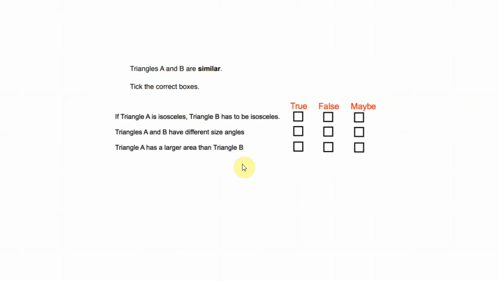Having a quick look at these three little questions, maybe you just want to have another go yourself. Very quickly, they shouldn't take you too long, and just have a think about these. So it's true, false, or sometimes true, sometimes false. Okay. If triangle A is isosceles, triangle B has to be isosceles. That's saying if we've got two similar angles, triangle B also has to have two similar angles.